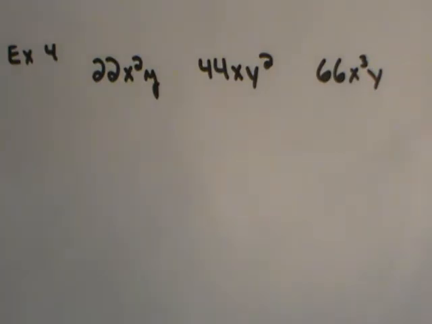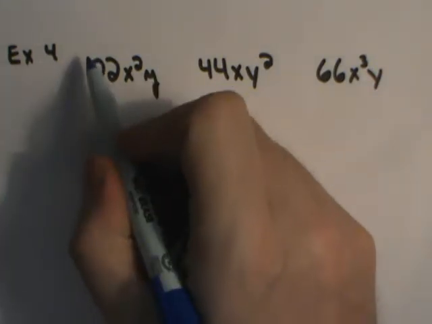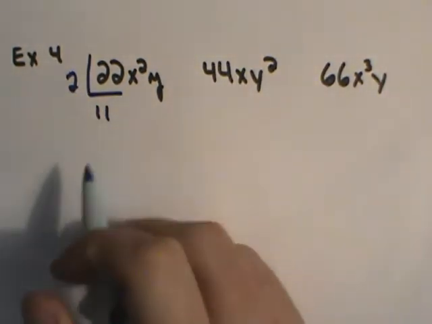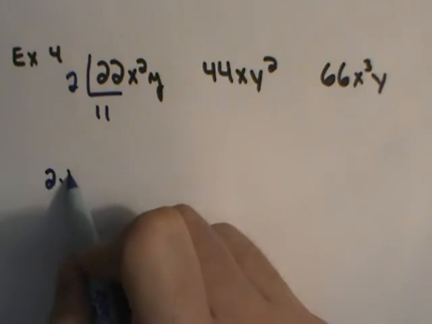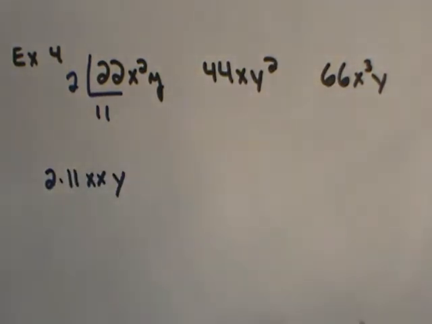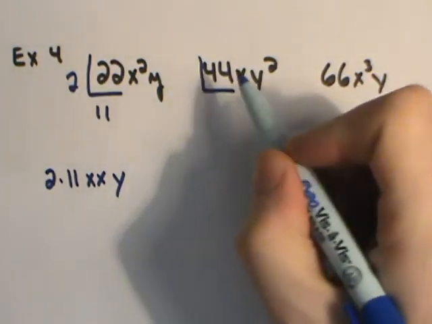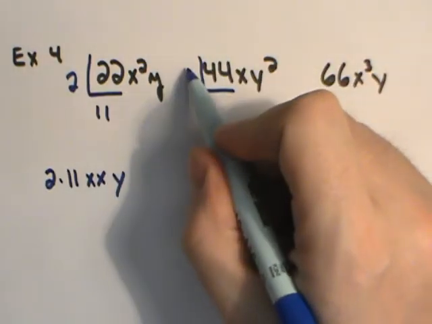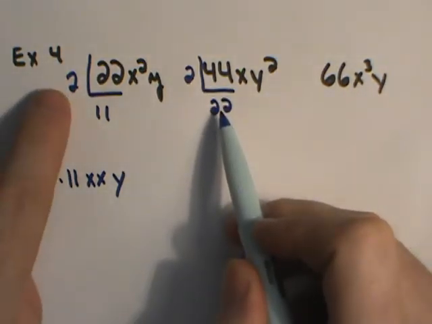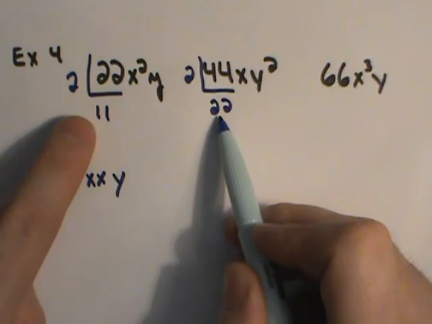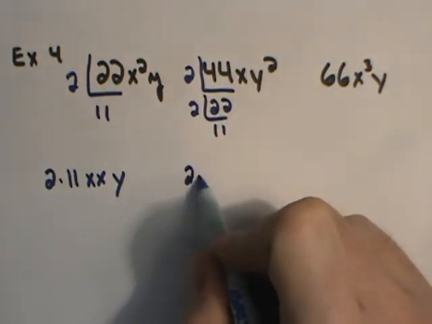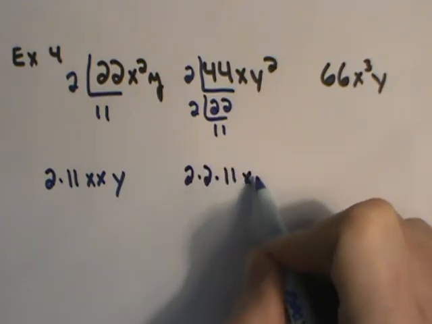break them down. So for example number 4, I'm going to break my 22 down into 2 and 11. So the prime factorization would be 2 times 11 x x y. For the second term, and you'll get better at this with time, I divide by 2, takes me to 22. And then I'm a fan of not reinventing the wheel. Didn't I already break 22 down? It was 2 times 11. So I really don't have to think too much on that. 2 times 11, x, y, y.